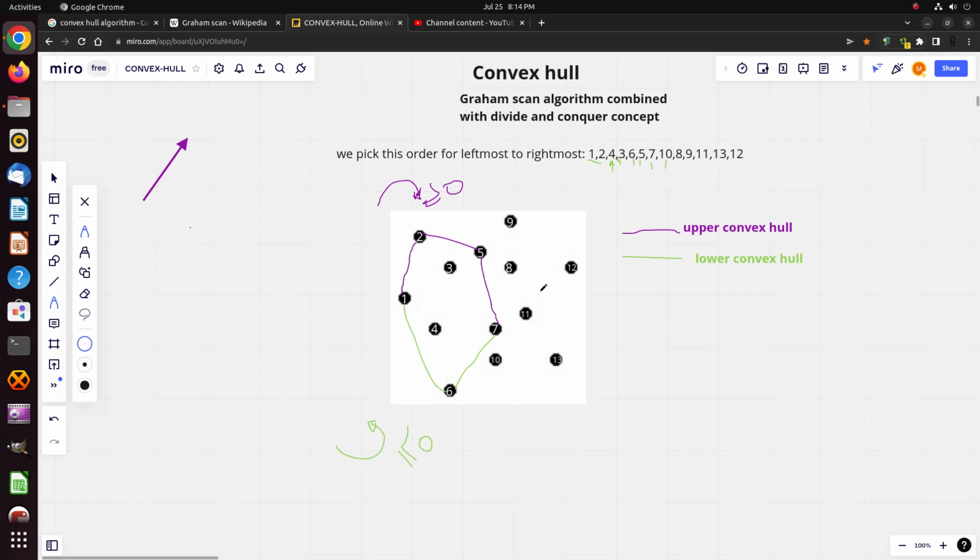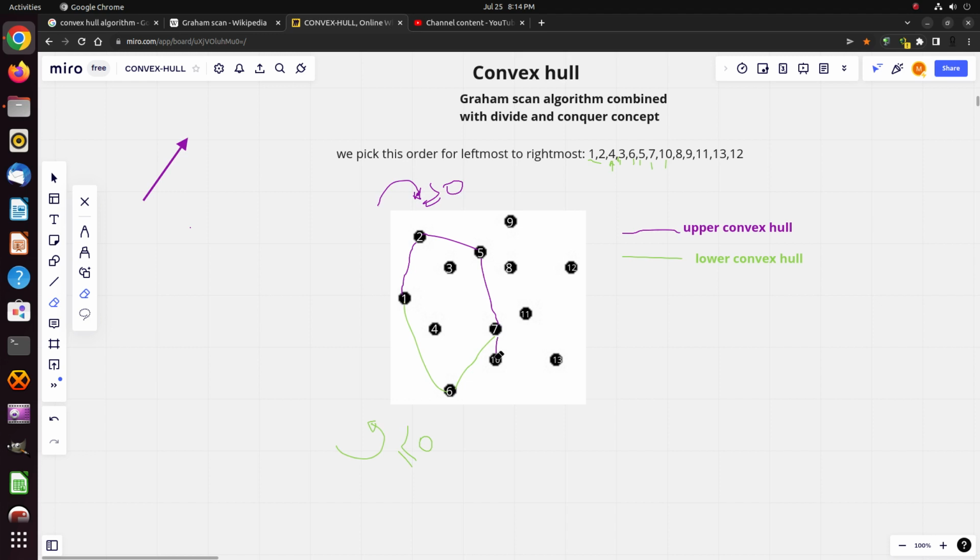10. Can we add 10 to the upper hole? The answer is yes. Let me check here. The answer is yes or not. This is the index. This is the middle finger. Positive, so we can add.